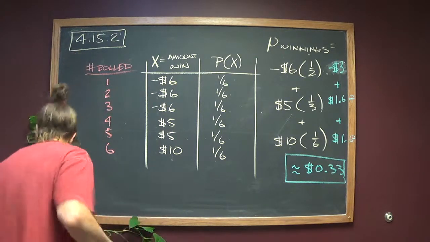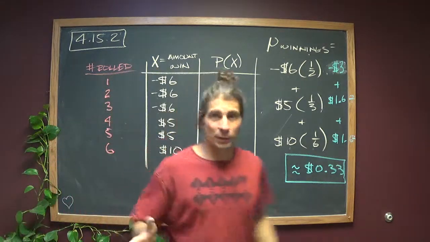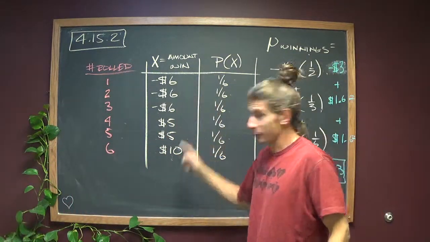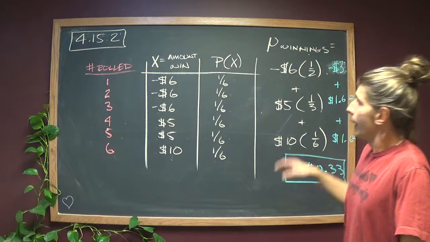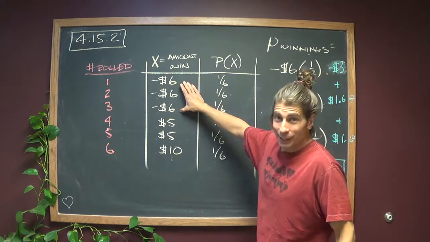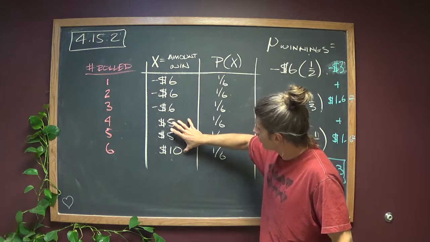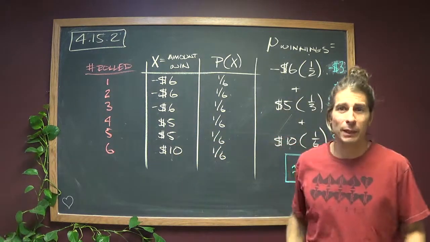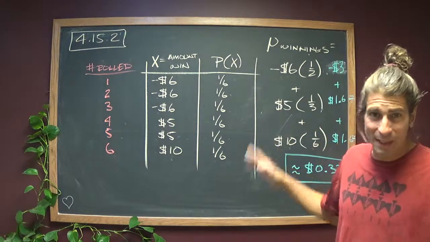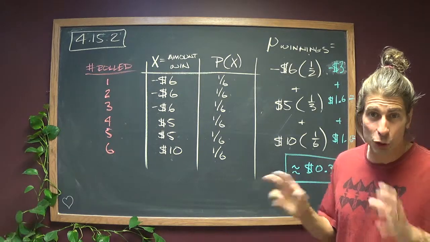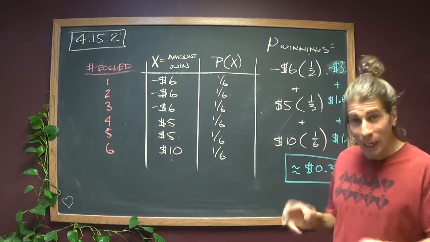Now, you got to realize, half the time you're going to lose, half the time you're going to win. Okay? Half the time you're going to lose, you're losing $6. Of the half the time you win, you win less than $6. It's kind of hard to process that all at once. So should you take the deal? I would take this deal.